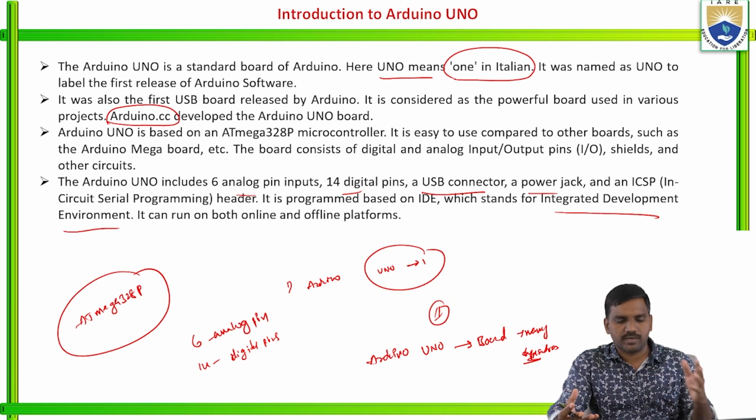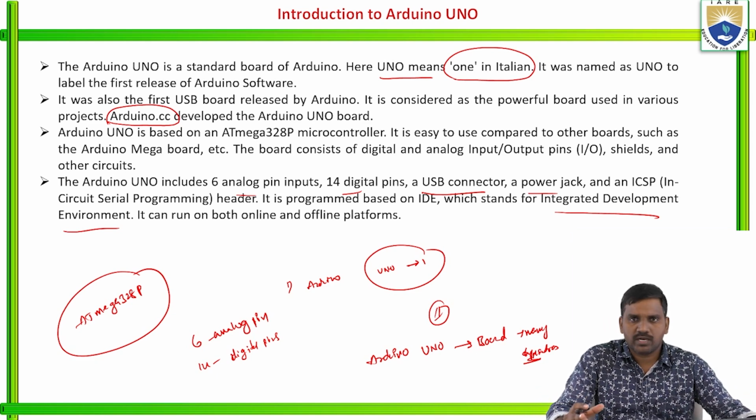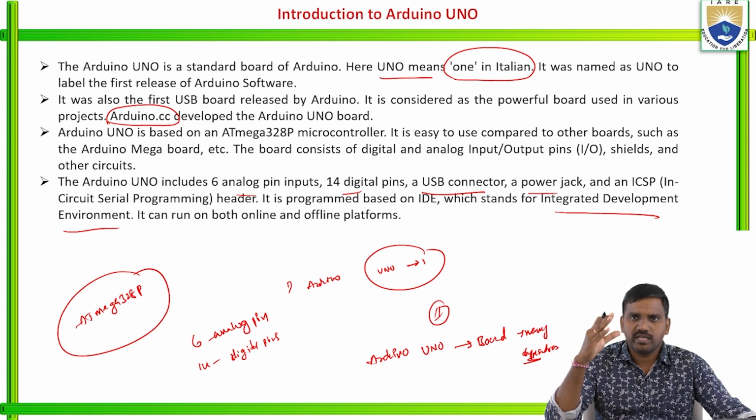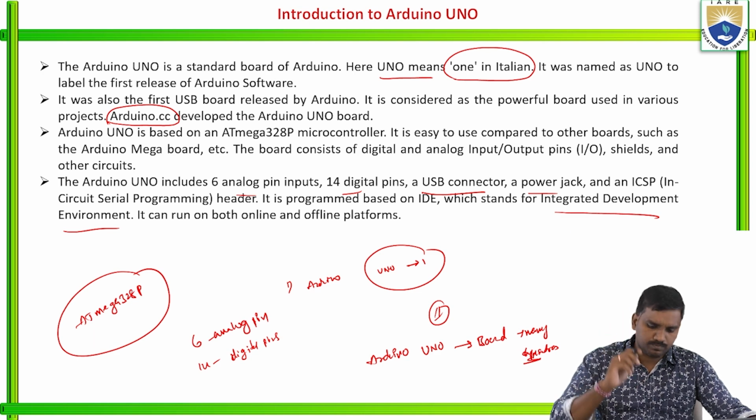You can use it for both online and offline platforms, depending on the requirement. These are the introduction points regarding Arduino: where it came from and what the meaning of Arduino is. Arduino is the company name. Uno is nothing but one. The version is one. That's why it is called Arduino Uno.